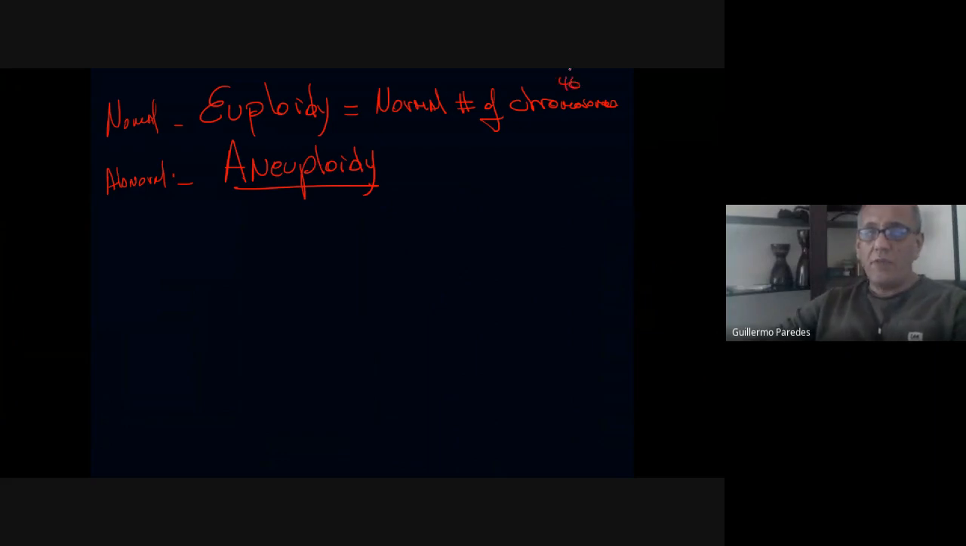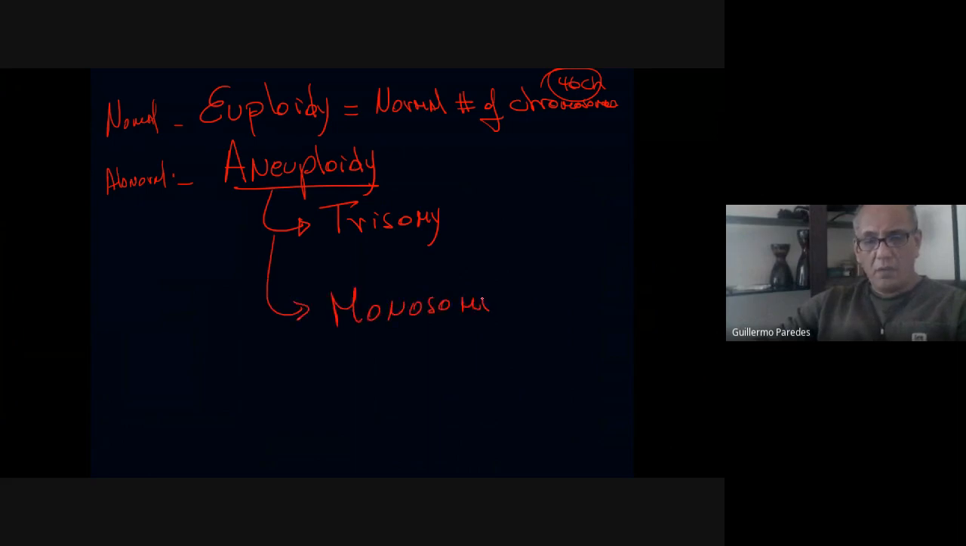So you have less or more than 46. Euploidy, you have 46 chromosomes. Aneuploidy, you have 47, 48, 50, or 45, 44, but not 46. That is an aneuploidy. Aneuploidy is going to be divided into trisomy and monosomy. All right, so what is trisomy? Trisomy means three. Mono means one.